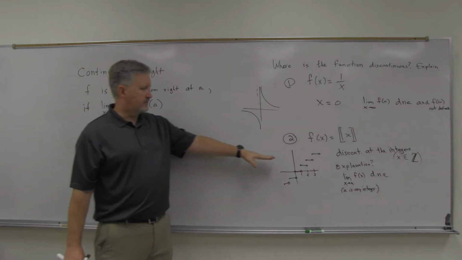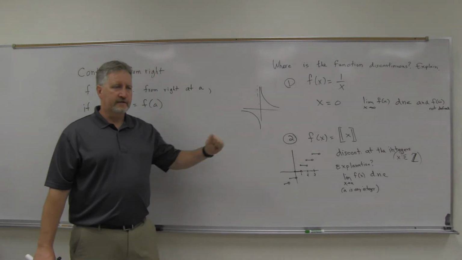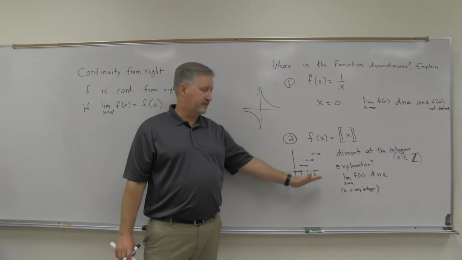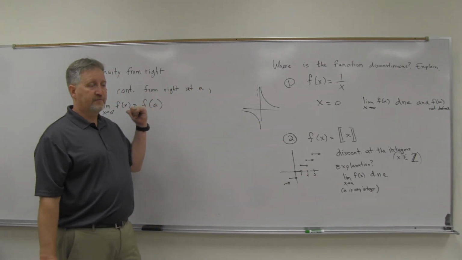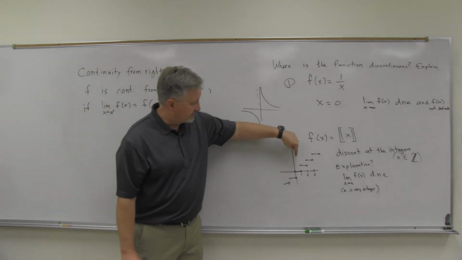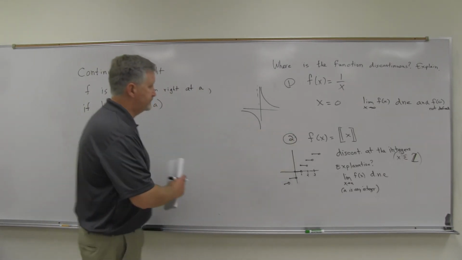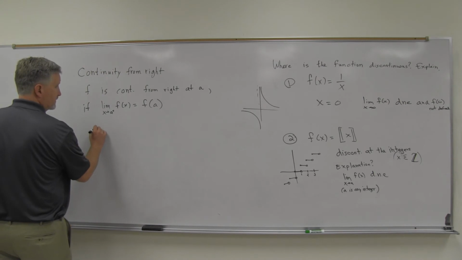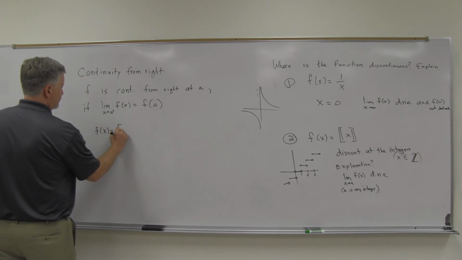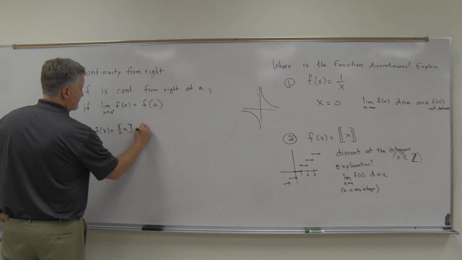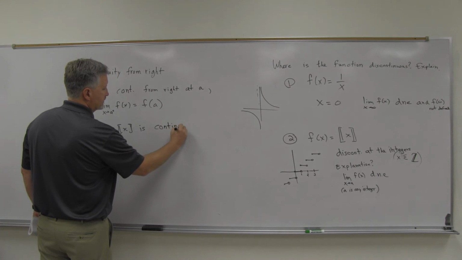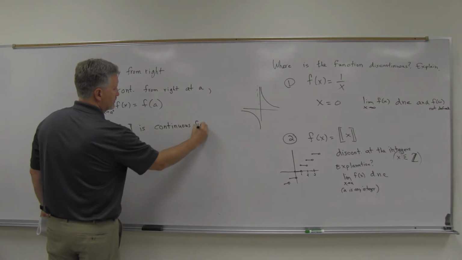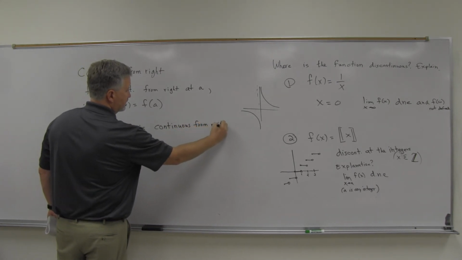So like I said, this is a good example. The function is discontinuous at 1, but it's continuous from the right at 1. F of x equals the greatest integer of x, and I just picked 1, and you can do any integer.